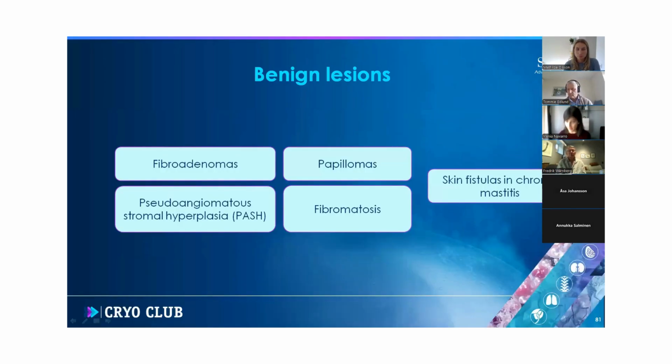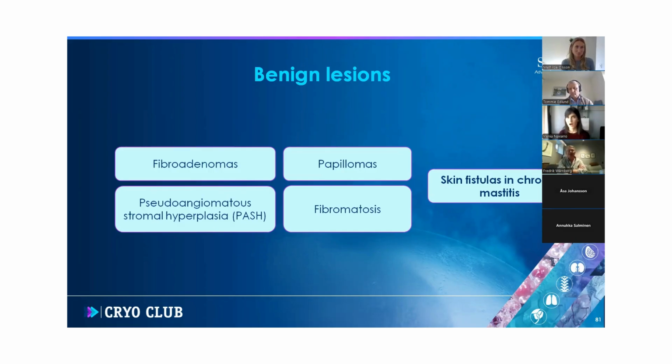Okay, and lastly, I'm going to talk to you about skin fistulas in chronic mastitis. This is a big problem for the patient because there is no solution for this. Surgery is not effective, and in some centers, they treat them with alcohol. And actually, we have tried that with alcohol, but not with very good results.